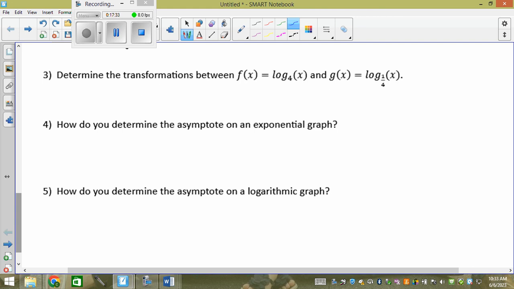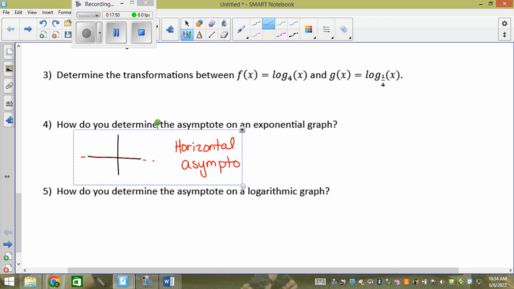So, how do you determine the asymptote on an exponential graph? Exponential normally sits here. It's a horizontal asymptote. It's on the x-axis, so it's y equals a number. How do we get that number? What can move a y equals line? A reflection would make it the same. Vertical translation. So our horizontal asymptote is that y equals the vertical translation. The only thing that can move it off that 0.